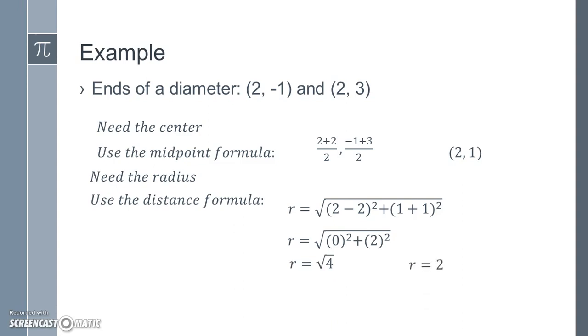Now we can substitute into our equation. x minus 2 squared plus y minus 1 squared equals 2 squared, which is 4.